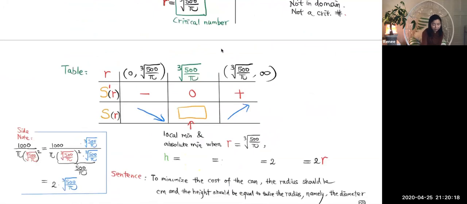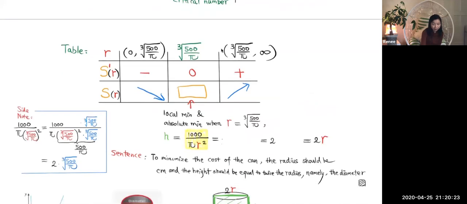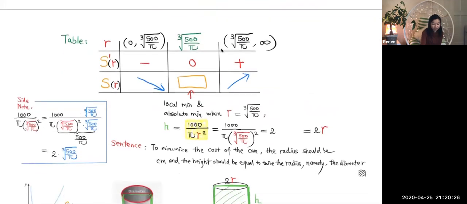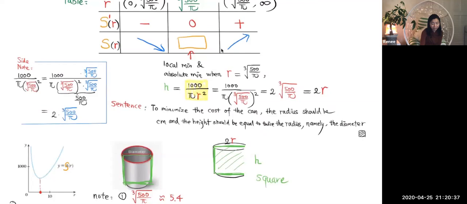So we're going to get 1000 divided by pi r squared, and 1000 divided by this is equal to 2 times this, which is equal to 2 times r. In other words, the height of this can right here is going to equal 2 times the radius, which is the diameter. If you do it that way, the surface area for the can is minimized.